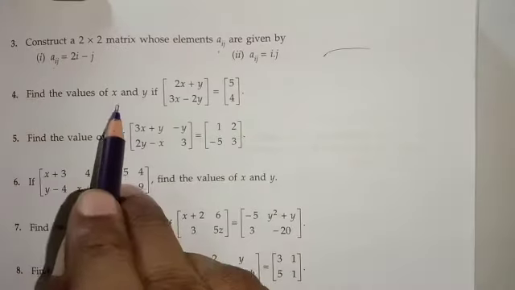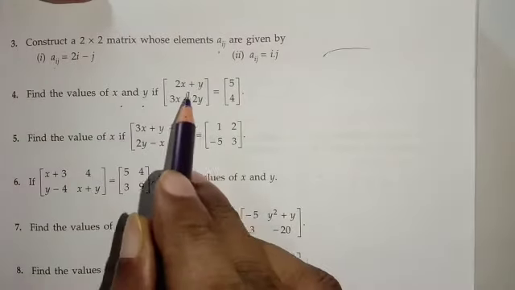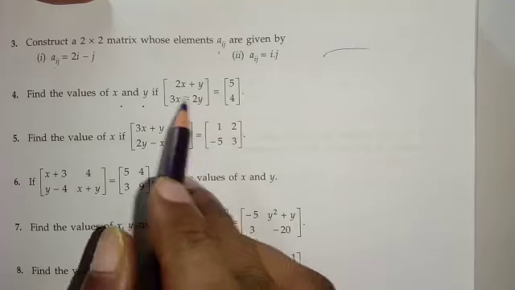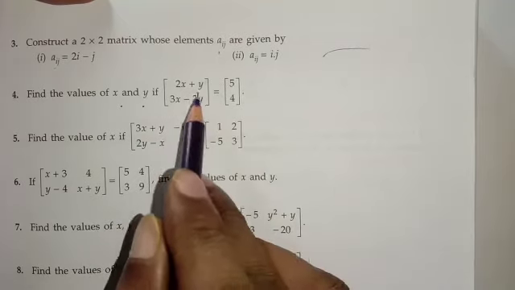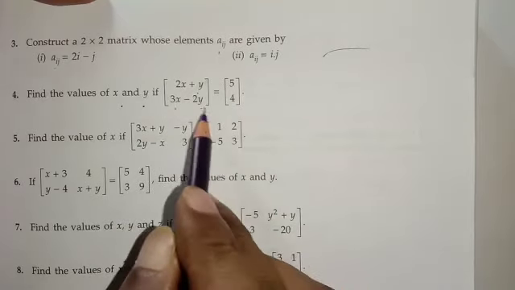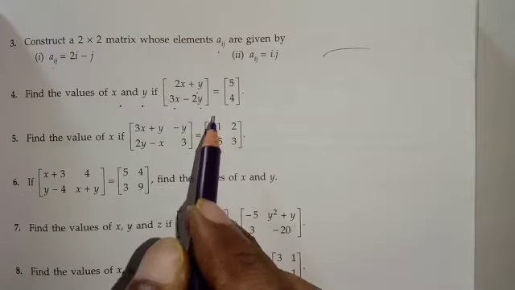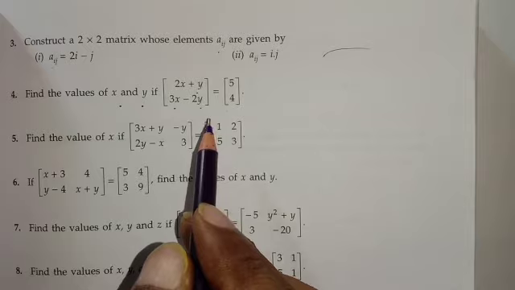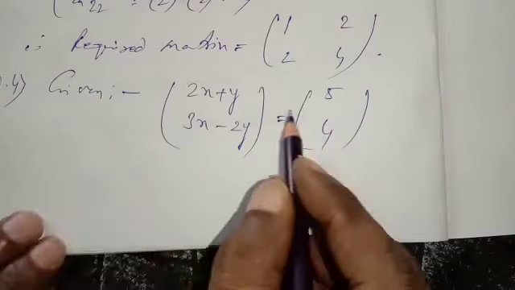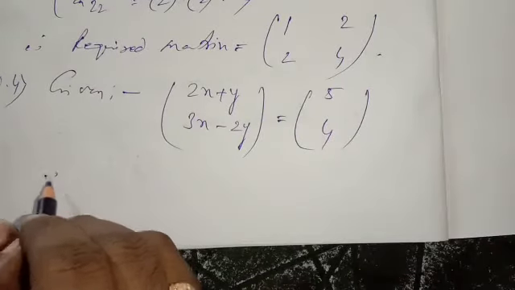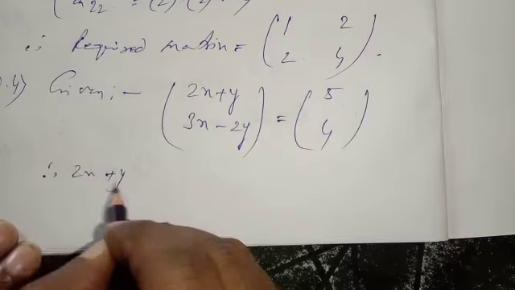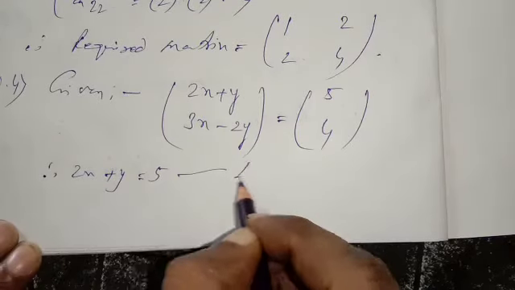Find the values of x and y if the condition is given. Comparing both sides, 2x plus y equals 5 and 3x minus 2y equals 4. You have to solve for x and y by using simultaneous equations of two variables by any method. Okay, number 4: comparing both sides, 2x plus y is equal to 5, equation number 1.